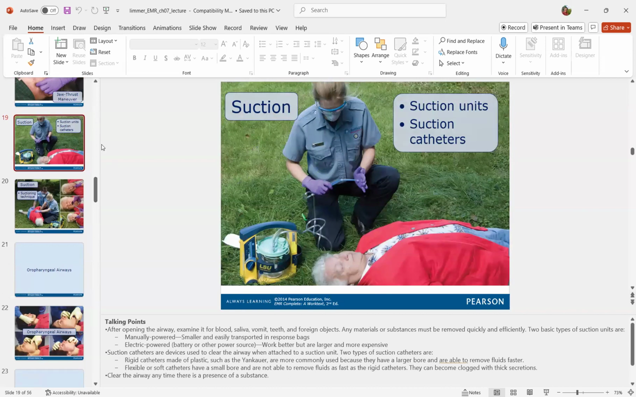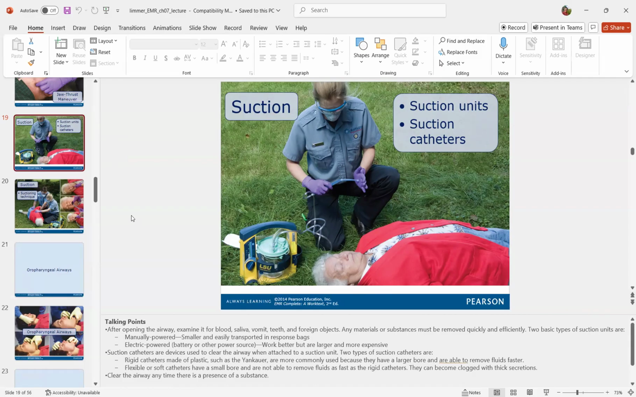After opening the airway, we're going to examine for blood, saliva, vomit, teeth, foreign objects, anything that might be in there. A lot of times these older folks will have partial dentures, that type of thing will come out. Any material or substance has to be removed quickly and efficiently.